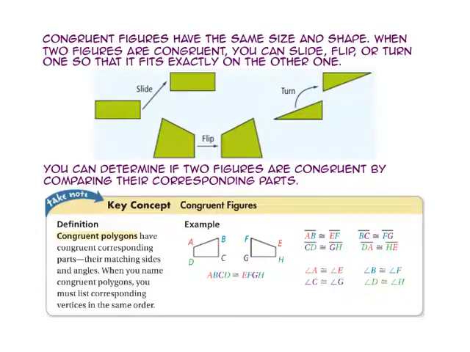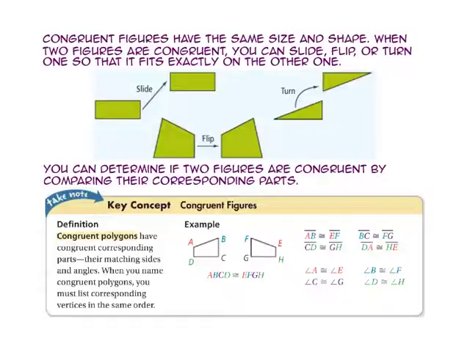Congruent figures have the same size and shape. When two figures are congruent, you can slide, flip, or turn one so that it fits exactly on the other one. Here we have a translation, a reflection, and a rotation. Remember, all three of those transformations are rigid motions, so their figures will be congruent.